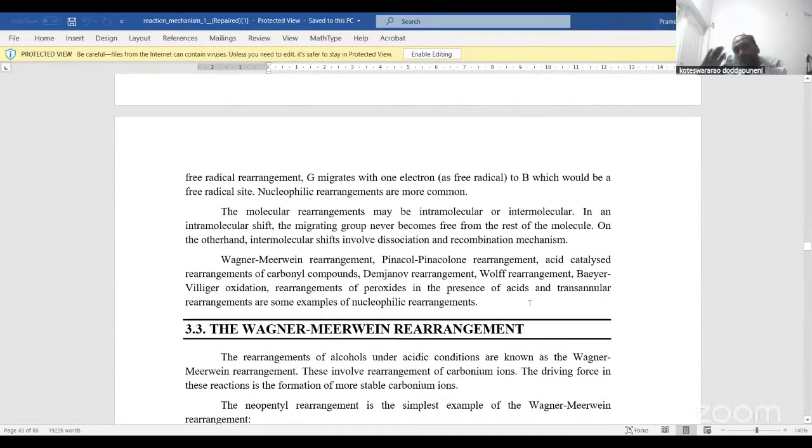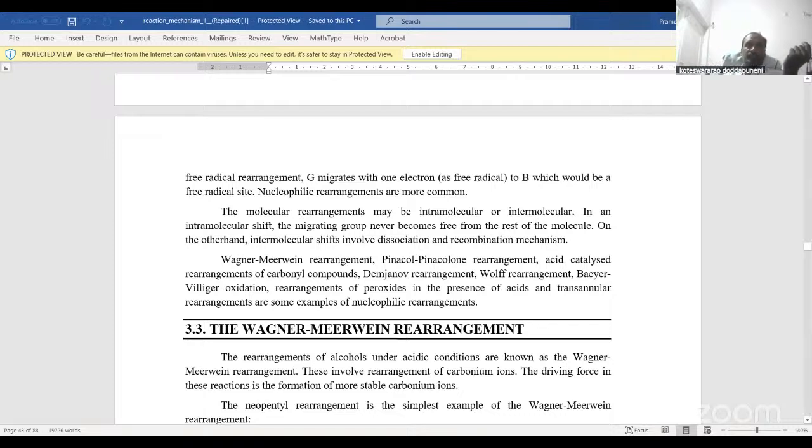Suppose sometimes it is undergoing free radical rearrangement. That means A and B both have the same polarity. That position is neither having excess nor deficient electrons. In such a case, the group or atom migrates with its electron, which is present in the sigma bond, carried along. That is called radical migration.